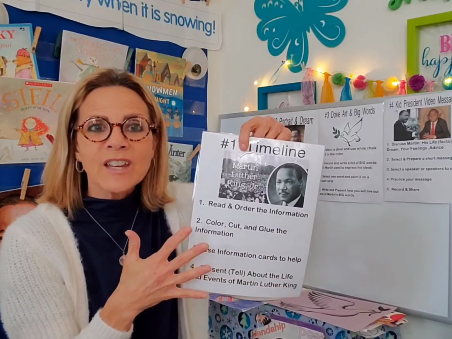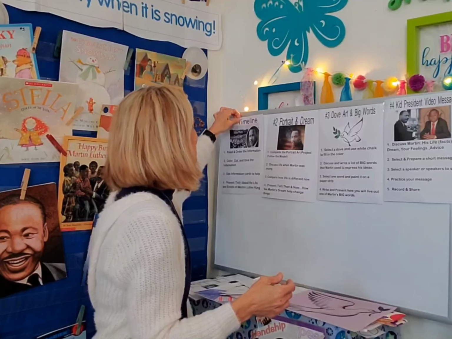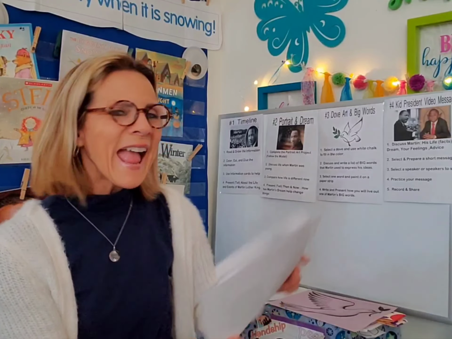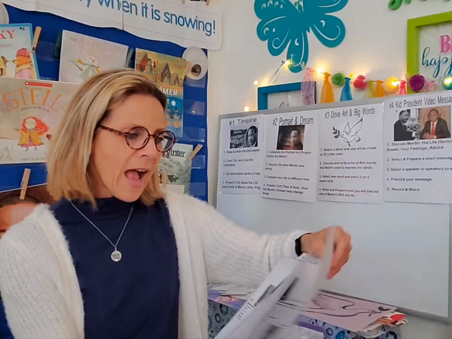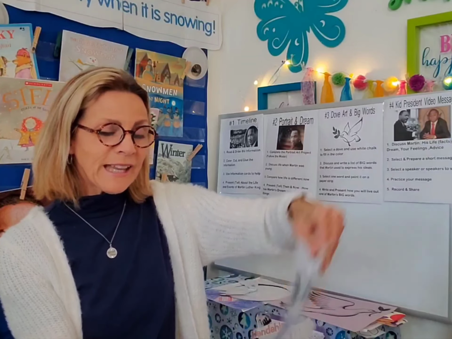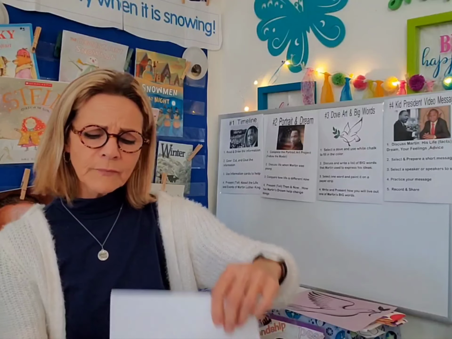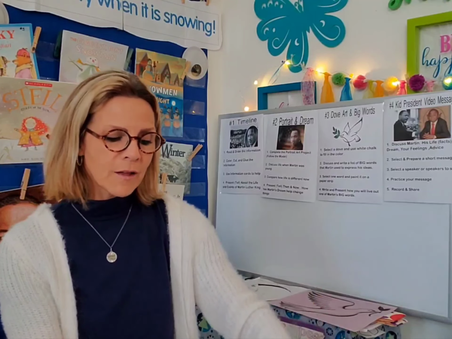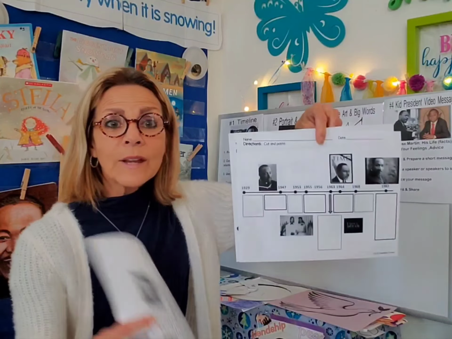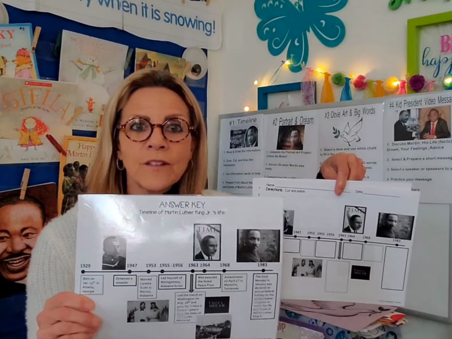And I included with this station a timeline, because with Martin Luther King, certain events happened in an order. And I had a couple different timelines when I did this, but I selected one. Here's the blank, here's the answer key, and then they would cut and glue the boxes of information into the timeline grid. I would have this available for them, and information available for them.